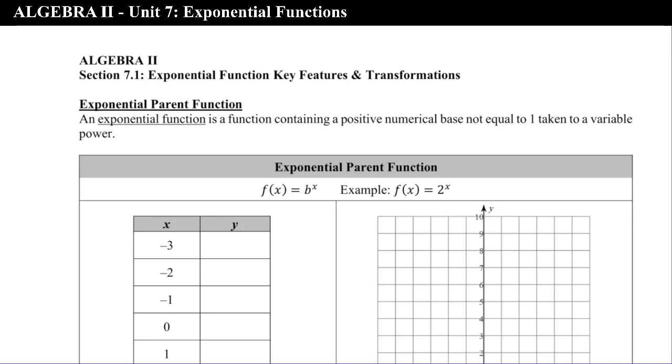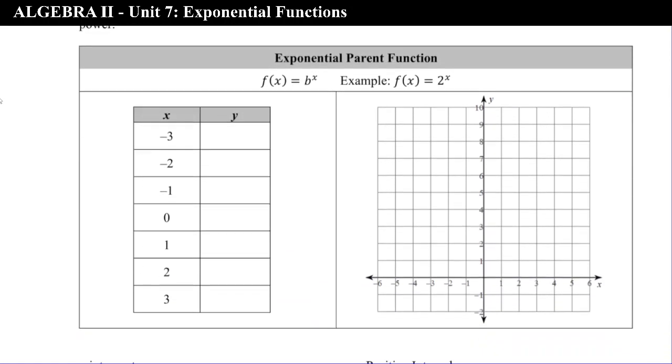An exponential function is a function containing a positive numerical base not equal to 1 taken to a variable power. The reason that the base cannot be 1 is because if we take 1 to any power, you just get 1 and nothing changes. So we need to have the base be something other than 1. And we also cannot let it be 0 because 0 to any power just gives you 0 in return. So we can't let it be 0, we can't let it be 1, but the base can be just about anything else. So here is a look at the exponential parent function.